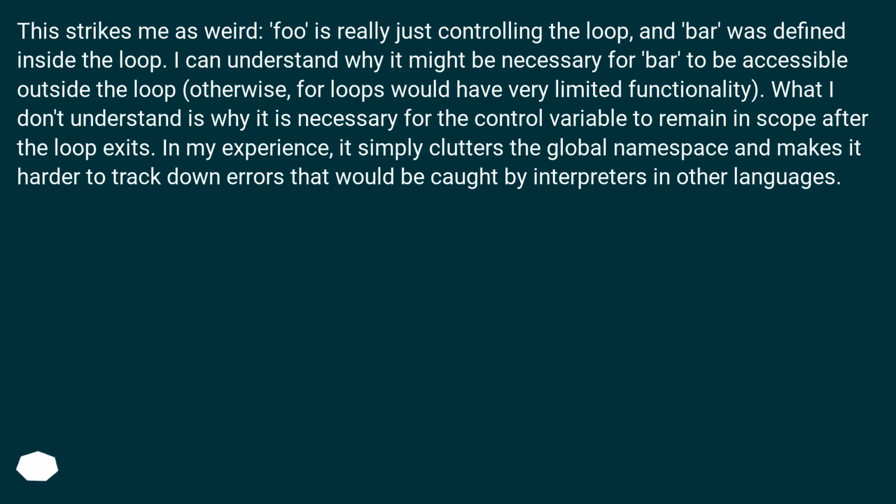I can understand why it might be necessary for bar to be accessible outside the loop, otherwise for loops would have very limited functionality. What I don't understand is why it is necessary for the control variable to remain in scope after the loop exits. In my experience, it simply clutters the global namespace and makes it harder to track down errors that would be caught by interpreters in other languages.